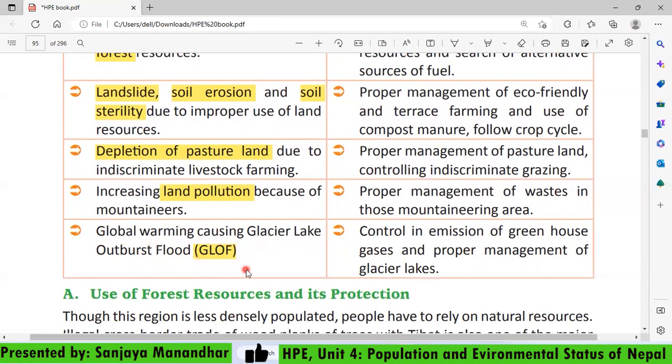So because of global warming, the glacial lakes, you know, himtal, in Nepal we say himtal, these glacial lakes can outburst. Because of that, the whole area below the glacial lakes can be flooded. So that is the problem. So how can we control that? Controlling emission of greenhouse gases and proper management of glacier lakes.